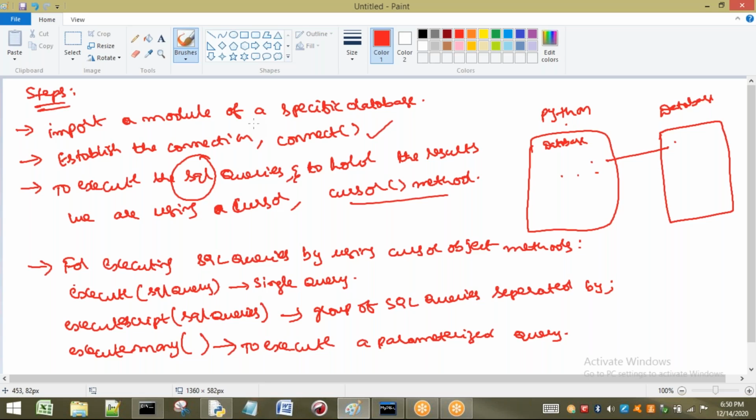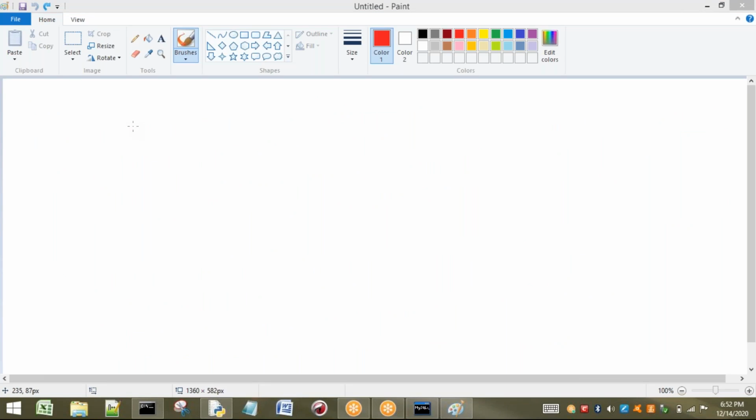But in that executescript or executemany, which type of queries and which type of query language are you going to use? We have to see. In that execute, we can apply data definition language, data query language, DML and DCL, in execute, executescript or executemany. So let us see what the different types of languages we have in SQL: first one DDL, next DML, next DQL, and next we can also take DCL.